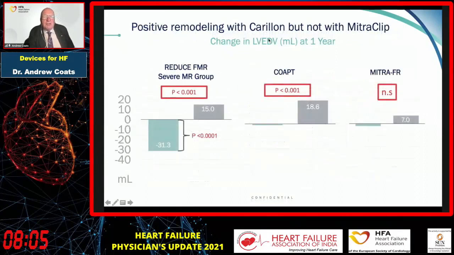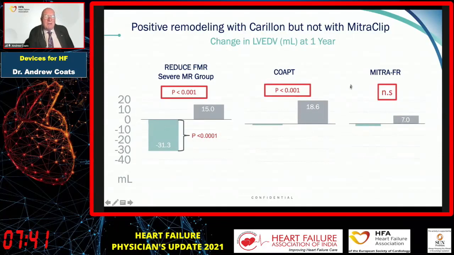And we see this change in LV-EDV at 1 year in the REDUCE-FMR, that's the name of the trial, severe MR group, whereas in COAPT and MITRA-FR, there is a difference, particularly in COAPT, but it's not a reduction in LV end diastolic volume in the intervened patients, it's just that there is a greater enlargement in the placebo patients.